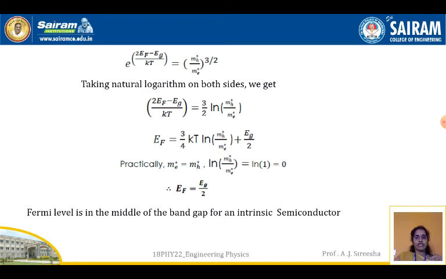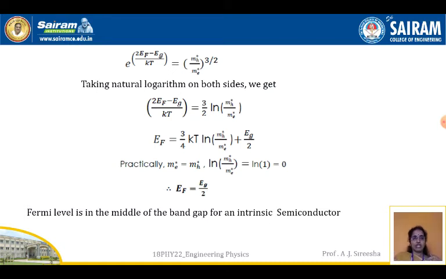If you rearrange the terms, bring kT to the right-hand side and cross multiply, Ef minus Eg is separated, and Eg comes to the RHS. So 2 comes to the denominator, 3/2 becomes 3/4, and we get Eg/2. Practically m_e* is equal to m_h*, therefore ln 1 is 0, and Ef = Eg/2. That means the Fermi level is in the middle of the energy gap of a semiconductor.